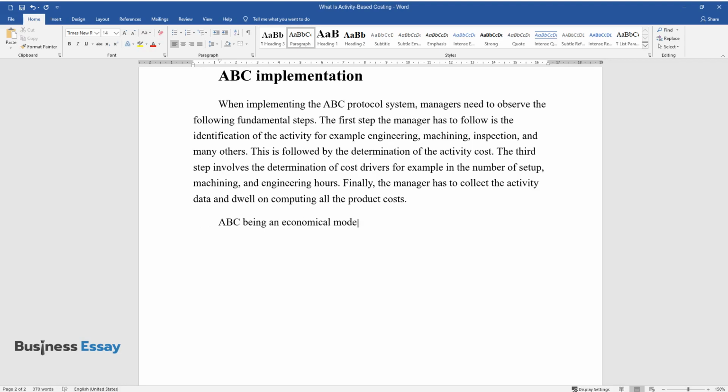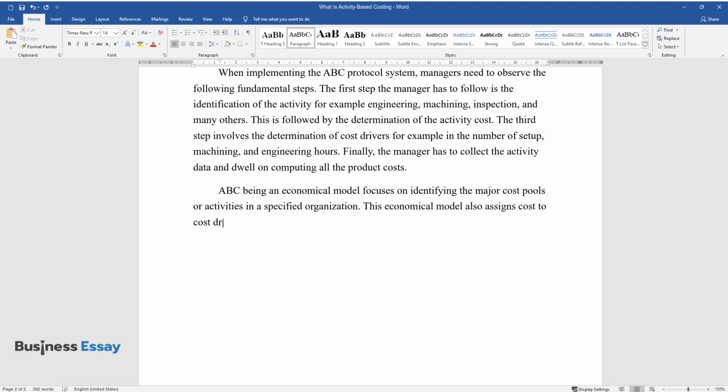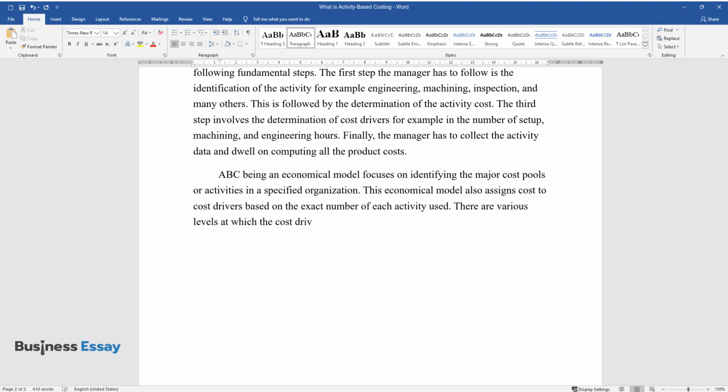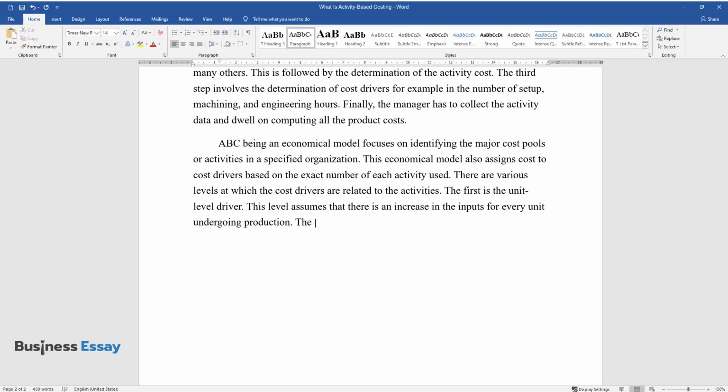ABC, being an economical model, focuses on identifying the major cost pools or activities in a specified organization. This economical model also assigns cost to cost drivers based on the exact number of each activity used. There are various levels at which the cost drivers are related to the activities. The first is the unit level driver. This level assumes that there is an increase in the inputs for every unit undergoing production.